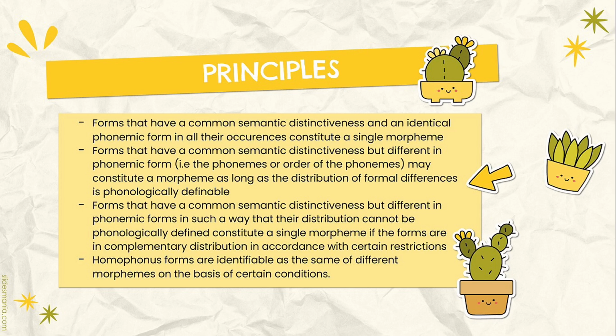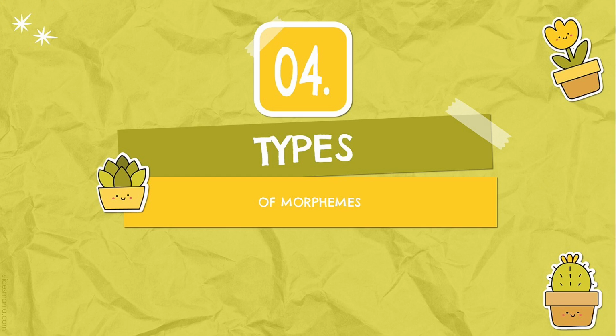Third, forms that have common semantic distinctiveness but differ in phonemic forms in such a way that their distribution cannot be phonologically defined constitute a single morpheme if the forms are in complementary distribution in accordance with certain restrictions. And the last, homophonous forms are identifiable as the same or different morphemes on the basis of certain conditions.